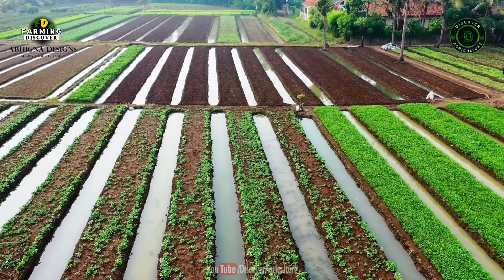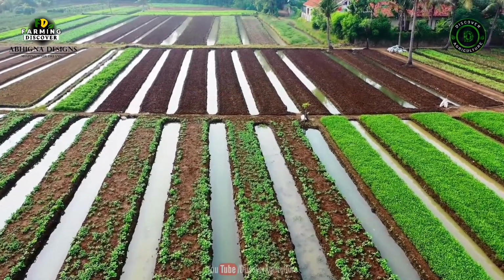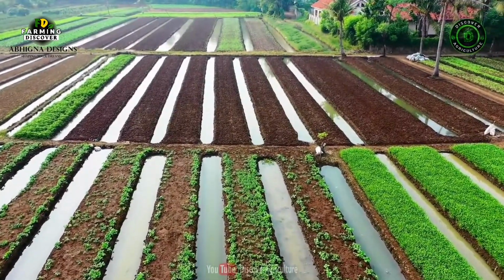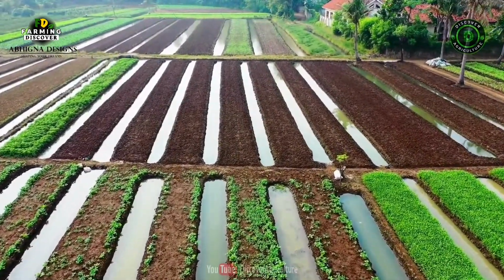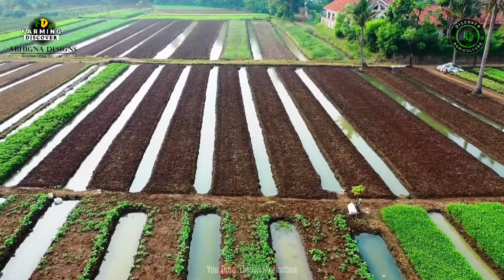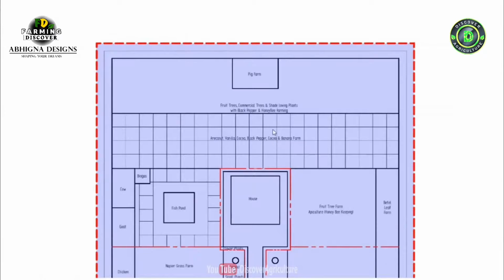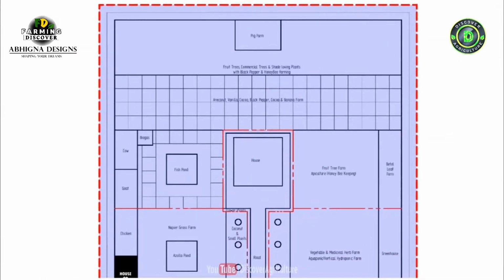Then clean the entire farm and do vegetable farming. Grow different types of veggies in the traditional method. This technique will help us to improve the soil quality of the entire farm. If you do vegetable farming, then you'll get returns in a short duration. You can earn money in a small interval of time. Here we mentioned vegetable farming in blue color.